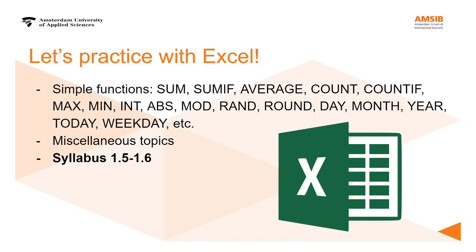RAND, R-A-N-D, this function will show you a random number. Sometimes you need to test out certain things and you want a range to be set, for example, between 1 and 1,000. Then you can determine that using the RAND function, and it automatically generates a list of numbers in Excel that's within the range of 1 and 1,000. ROUND just rounds a number, it speaks for itself.